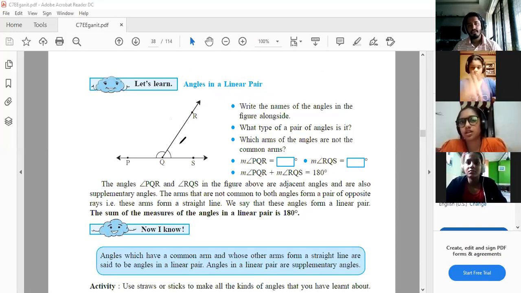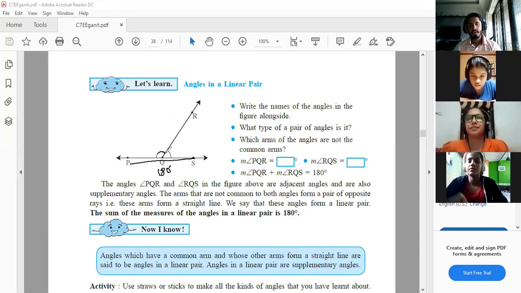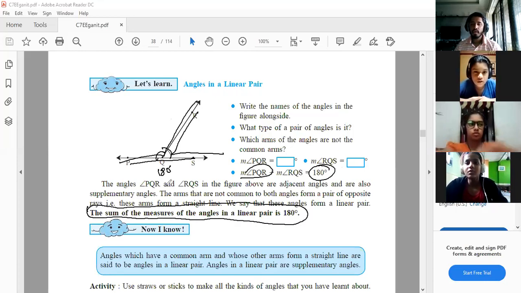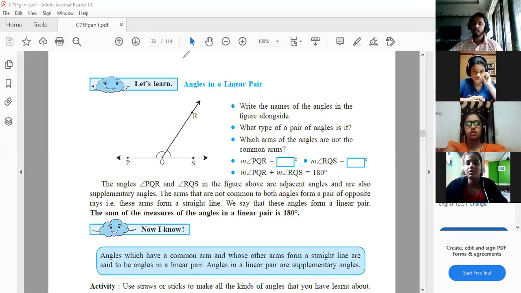So if you see this figure which is given to us, what is the measure of angle PQS? 180 degrees, and there are two angles here. So therefore, measure angle PQR, that is this angle, plus measure angle RQS, that is this angle, is equal to 180 degrees. The sum of the measures of the angles in a linear pair is equal to 180 degrees. Now let's see some examples.